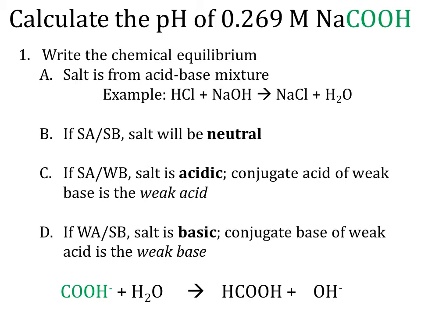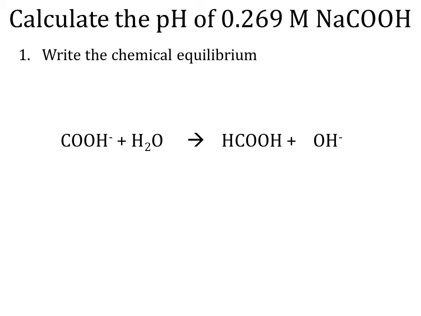So formate, HCOO-, behaves as a weak base when it reassociates to form formic acid and leaves behind OH- in the water. Therefore, when we mix the weak acid, formic acid, with the strong base, sodium hydroxide, to make the salt, sodium formate, the salt is expected to be basic. So the chemical equilibrium then is formate plus water reassociates to make formic acid plus OH-.